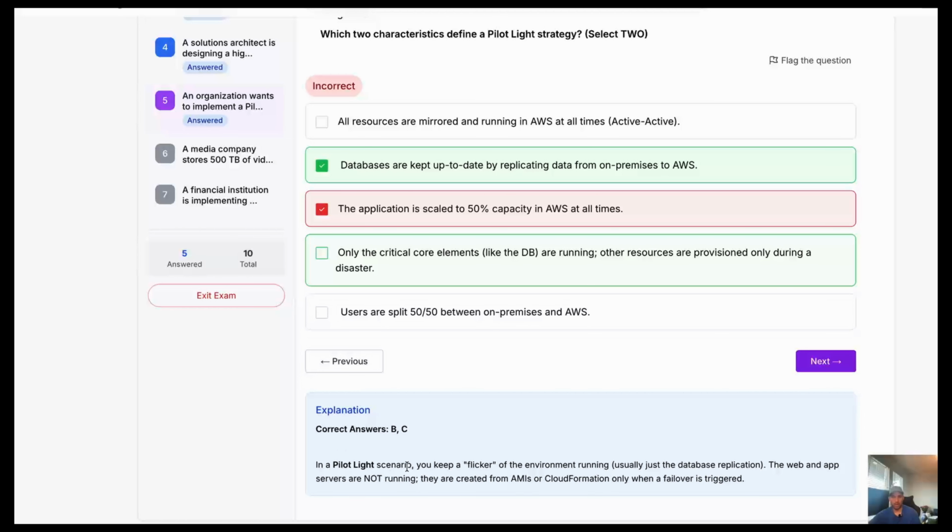In a pilot light scenario, you keep a flicker of the environment running, usually just the database replication, and the web and app servers are not running. They are created from AMIs, machine images, or CloudFormation when a failover is triggered. Okay, so option D is correct because only the critical core components like DB are running. Other resources are provisioned only during a disaster. Okay, that seems about right.